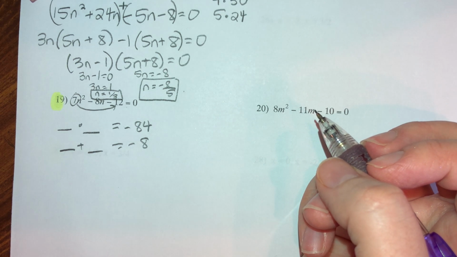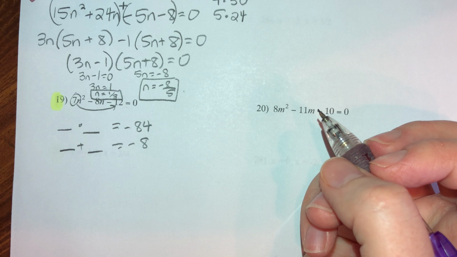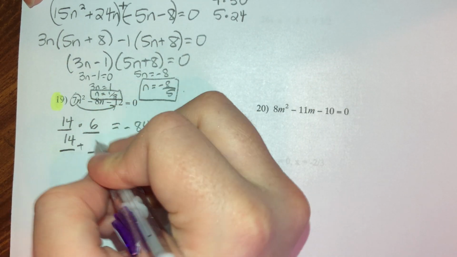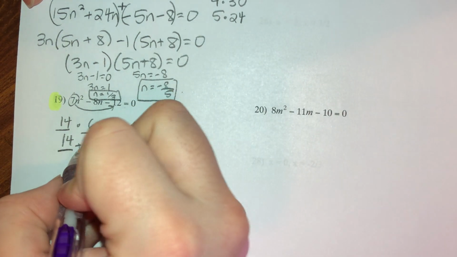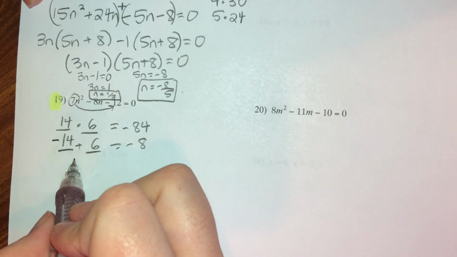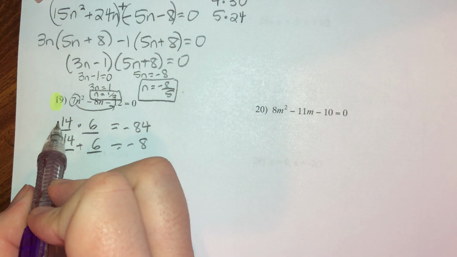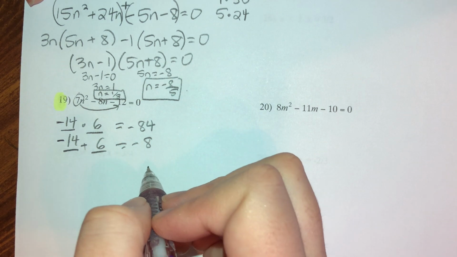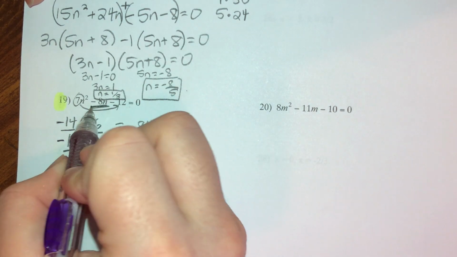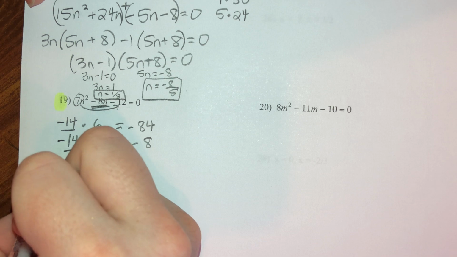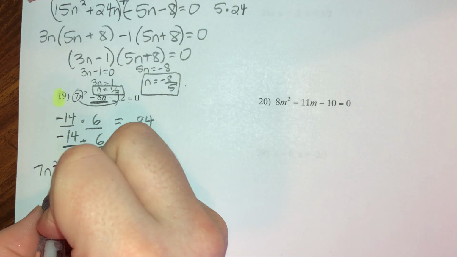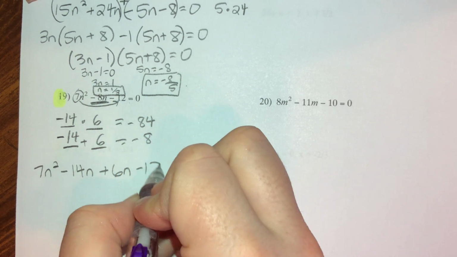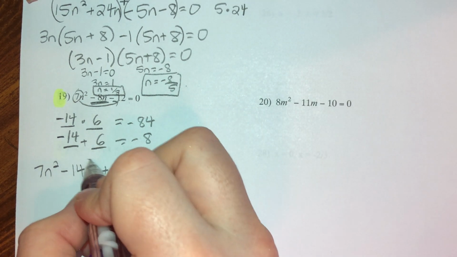So let's see, I'm thinking maybe 14 and 6. Let's see if that'll work. So if I do a negative 14 plus 6, that would give me negative 8. And negative 14 times 6 would give me negative 84. So remember, I'm breaking up that negative 8n. So this is going to be 7n squared minus 14n plus 6n minus 12 equals 0.